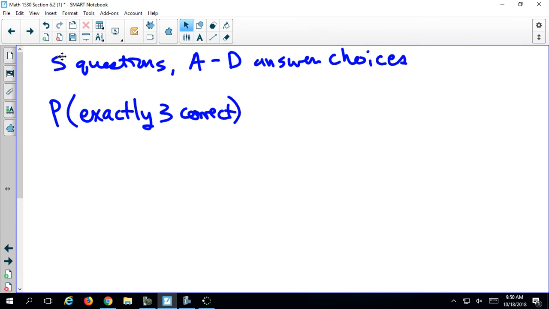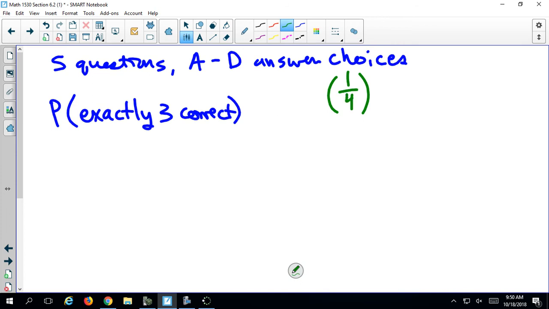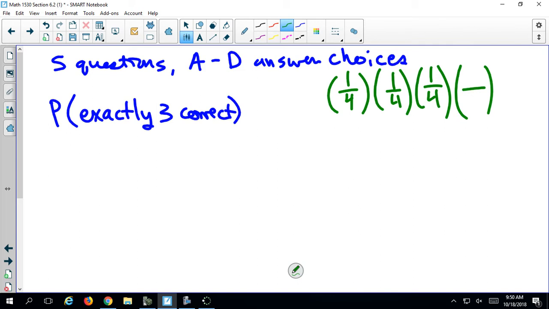All right, so if we use our old ways, we could say, well, the probability we get the first one correct is 1/4, right? Because there's 4 answer choices, A through D. Probability we get the second one correct is 1/4. The third one correct is 1/4. The probability we get the fourth one incorrect is 3/4. And the probability we get the last one incorrect is 3/4, right? So if we multiply all that out, we will get the probability that we get the first 3 correct and the last 2 incorrect. But that's not all, right?